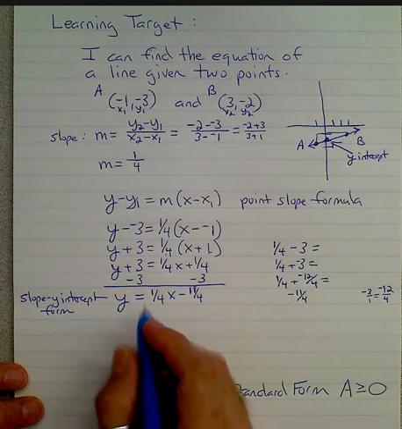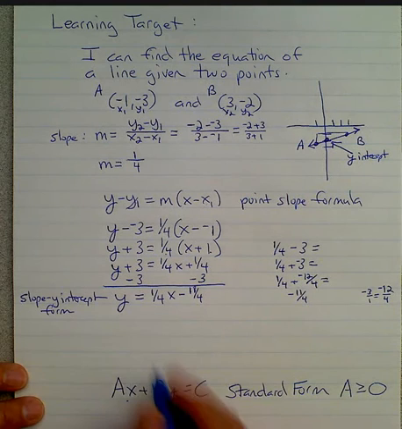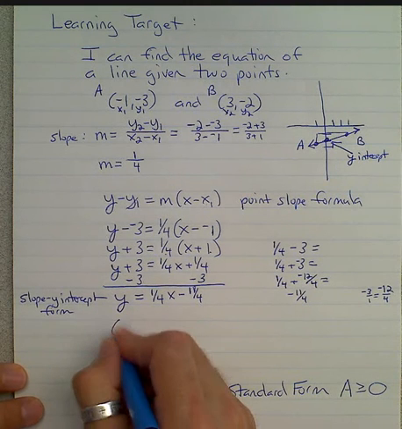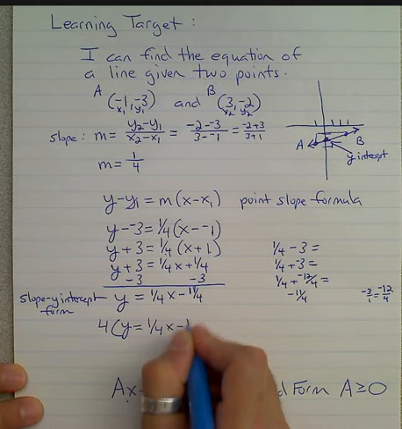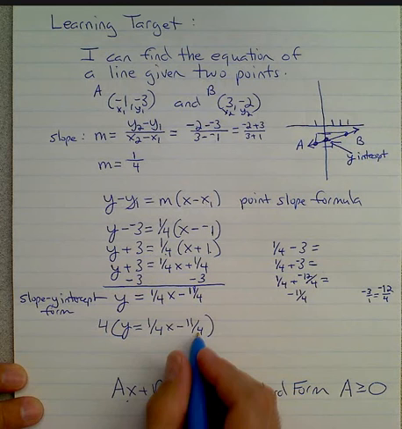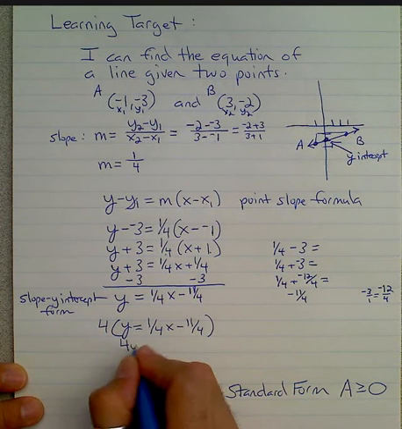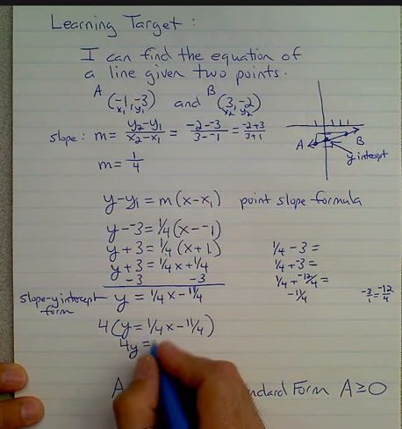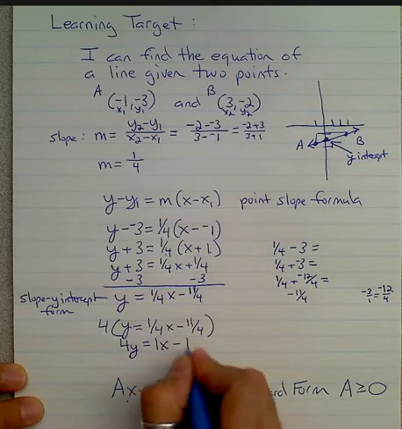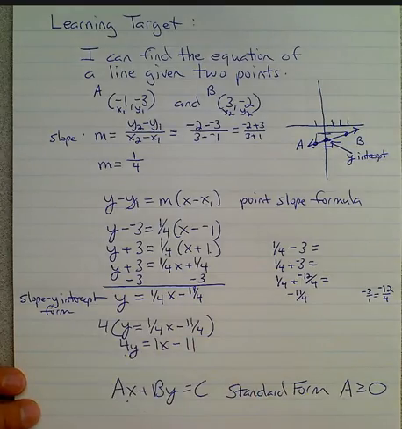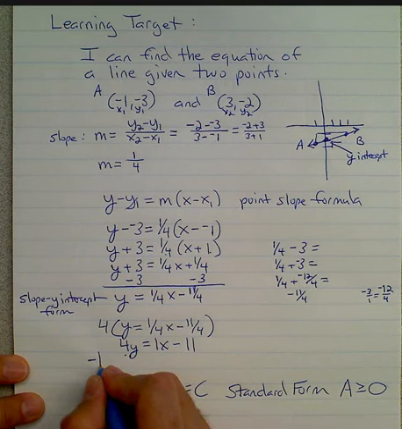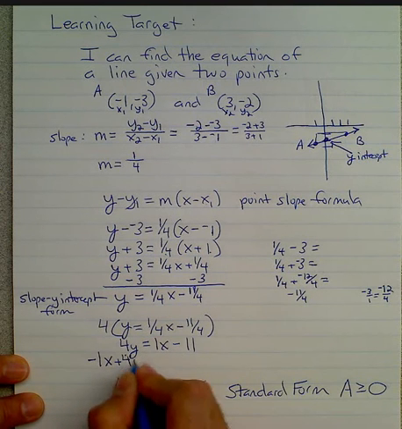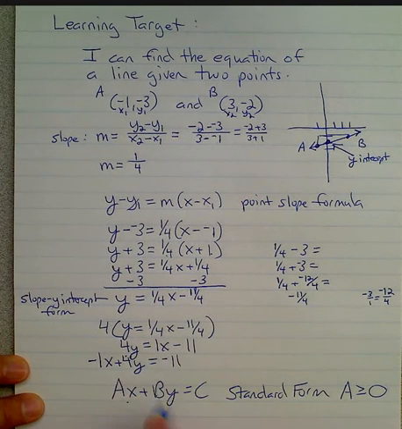In order to convert this to standard form, I'm now going to multiply this equation by 4. I choose 4 because that is the denominator, so that when I distribute the 4, I will be left with 4y equals 1x minus 11. If I move the x to the other side, I then have negative 1x plus 4y equals negative 11.